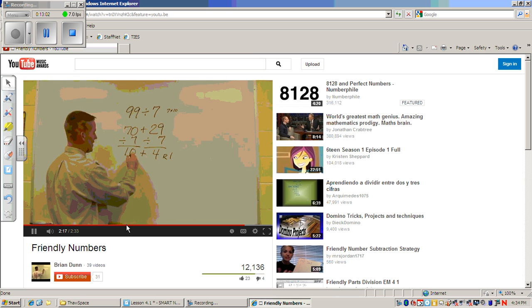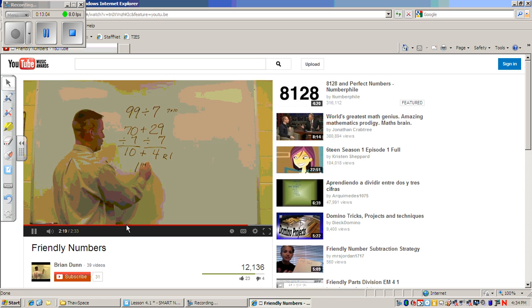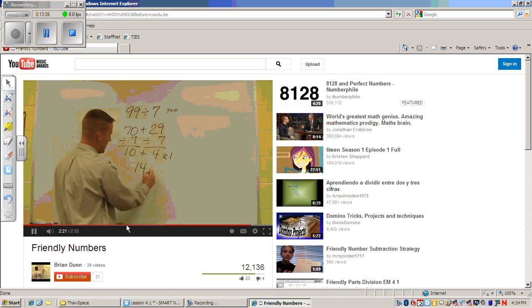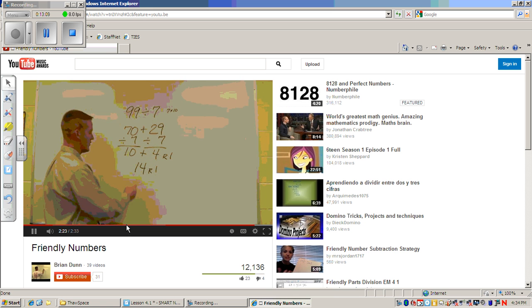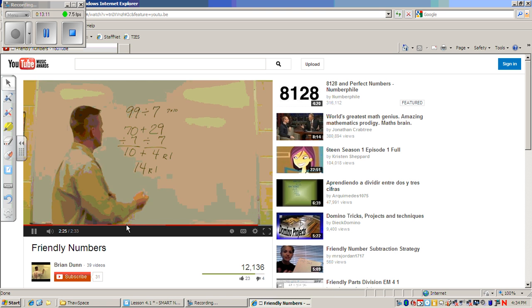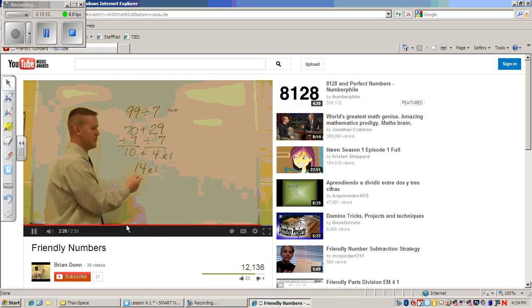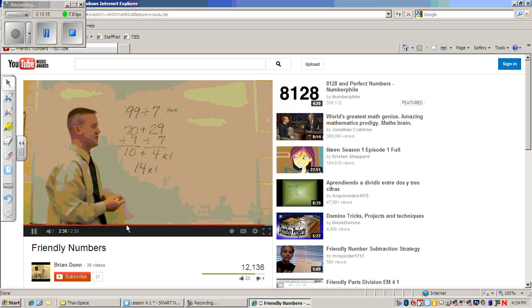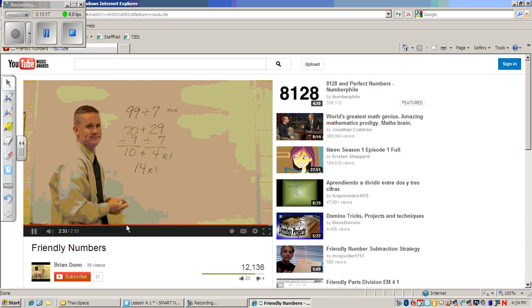Now I put my numbers back together, 10 plus 4, 14. I don't add the remainder, I simply put it back on the end. So 14 remainder 1 is my answer. So a difficult division problem can be done pretty quickly and possibly even mentally using this friendly number strategy.